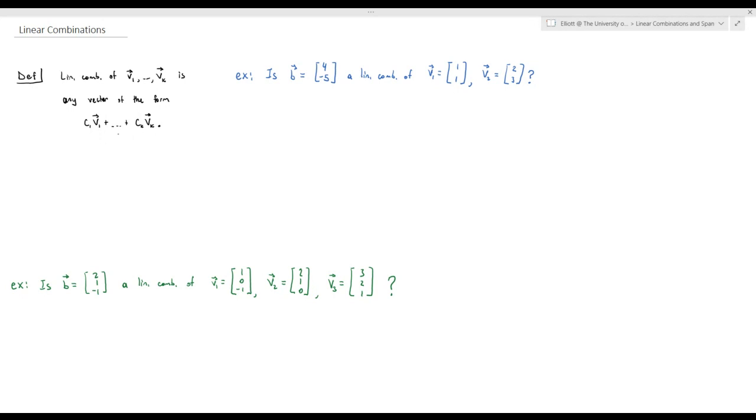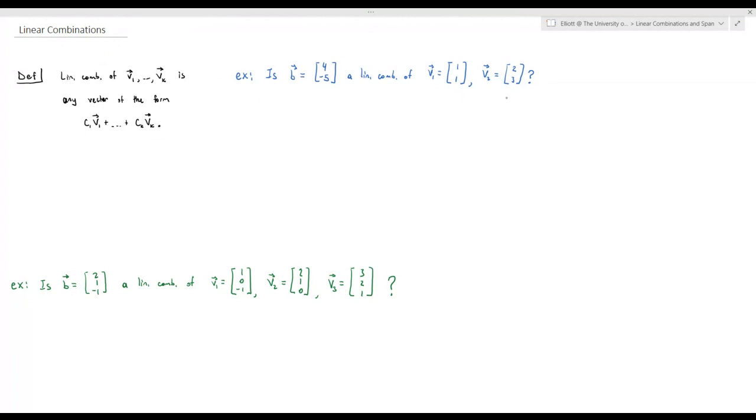To start with, I just have a couple of simple examples, asking: is a given vector a linear combination of some other ones? I'm just going to work through these examples first. I'll start with this one that I have prepared. We're given the vector 4, -5. I want to check if it's a linear combination of the given vectors v1 and v2.